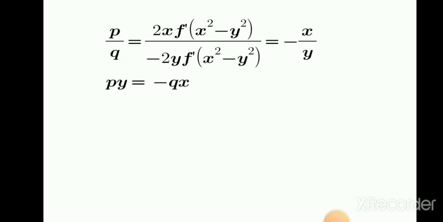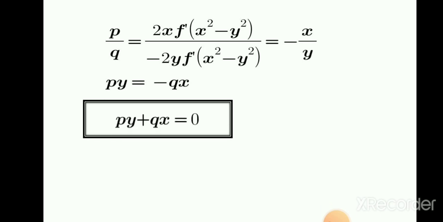p by q equals 2x f dash of x square minus y square divided by minus 2y f dash of x square minus y square, in which 2 and f dash of x square minus y square get cancelled. Therefore, p by q equals minus x by y. p into y equals minus q x, and the solution is py plus qx equals 0.